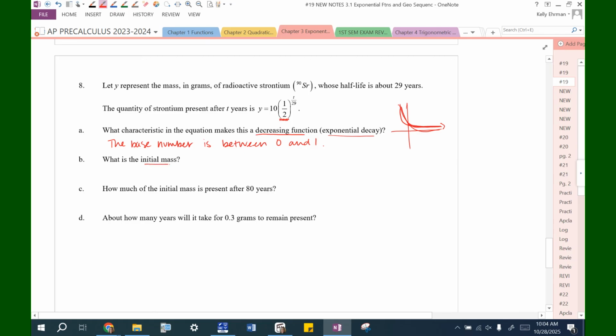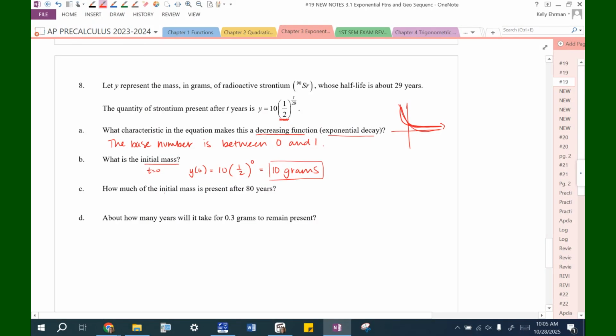What is the initial mass? Initial is always when time equals 0. So evaluate Y of 0. I don't need a calculator for that because any number that's not 0 to the 0 power is equal to 1. So 10 grams to start.